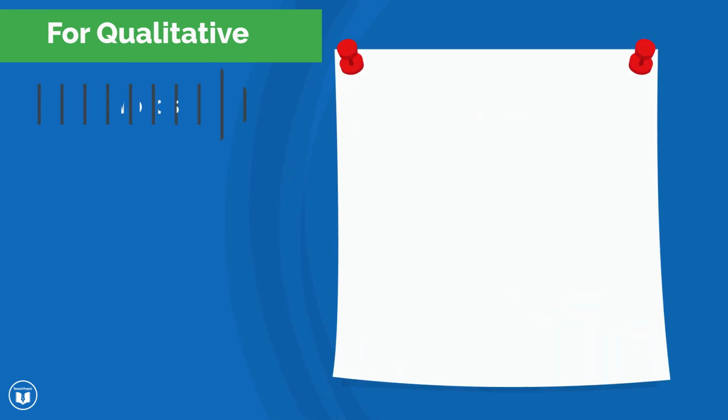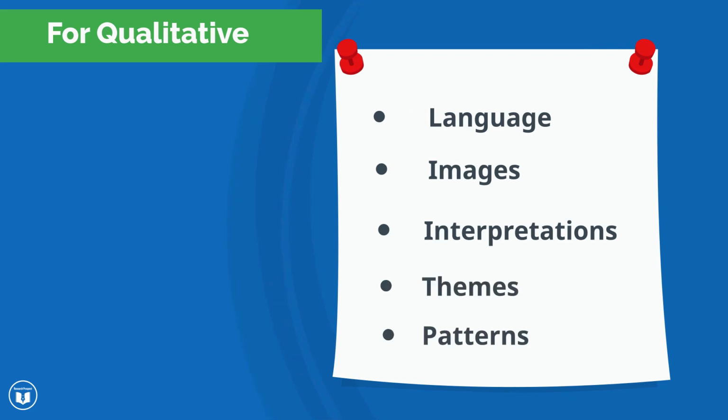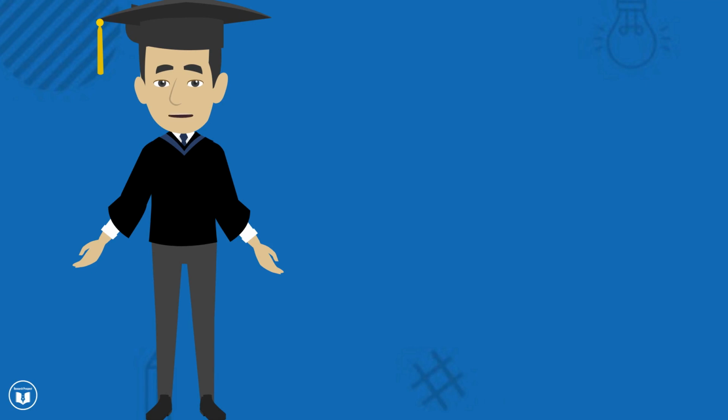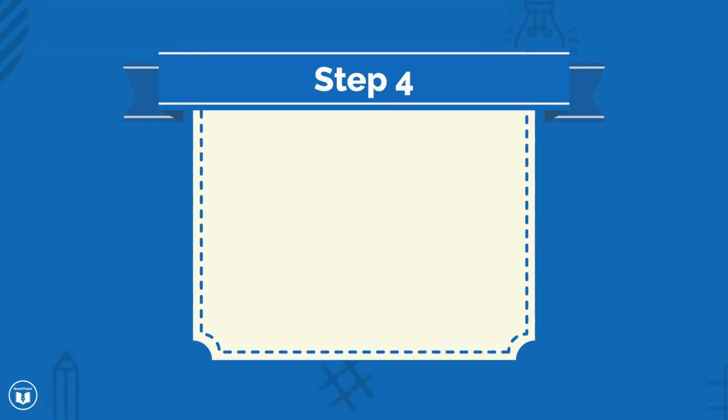For qualitative methods, we're focusing on words, so your analysis will be based on language, images, and interpretations. You might describe how you went about categorizing the responses to identify recurring themes and patterns. We also have an example for qualitative methods, it's in our library. Check it out.